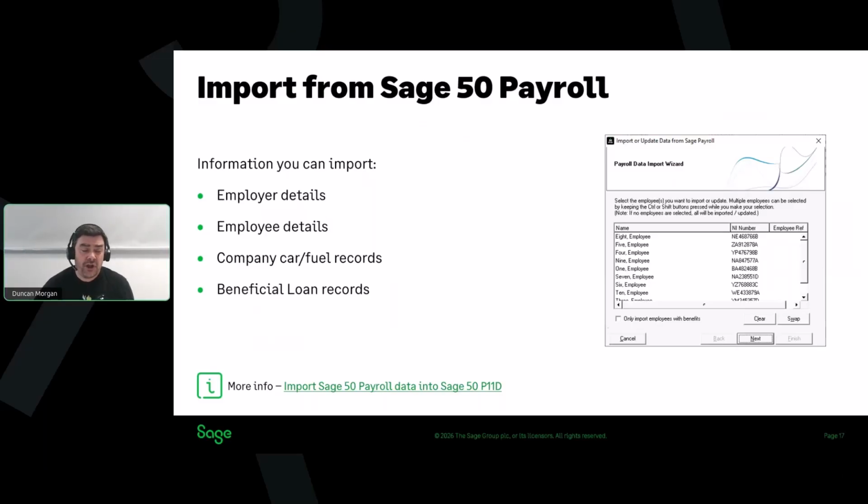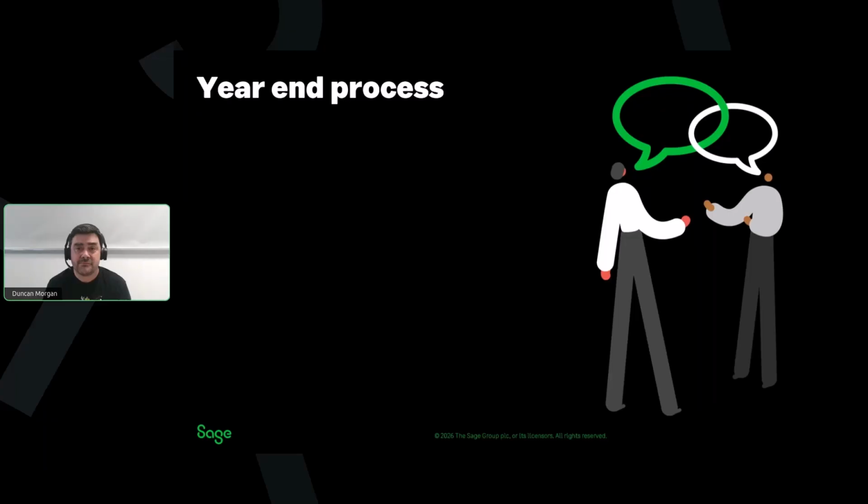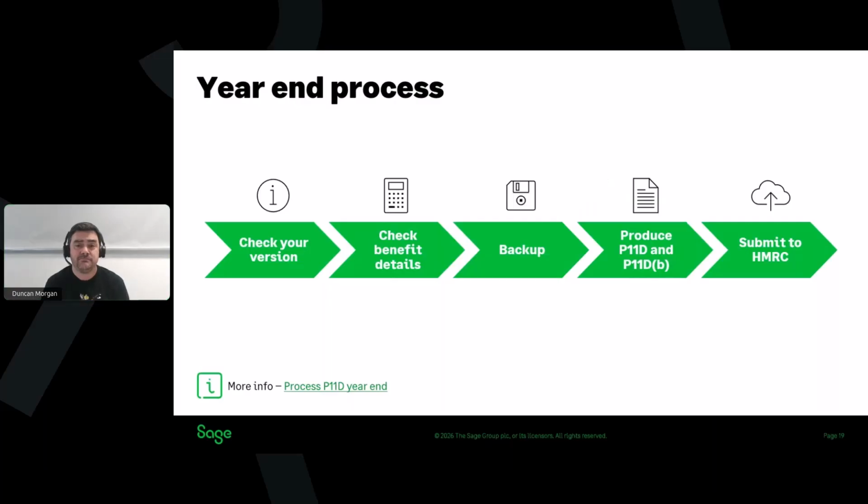So for the remainder of the webinar, we're going to cover the year-end process. So I'll start by giving you an overview of the process. So we've got some preparation steps on here, and then the two main steps are there at the end. So to prepare for year-end, first of all, check that you are using the correct version of P11D, that is version 31.